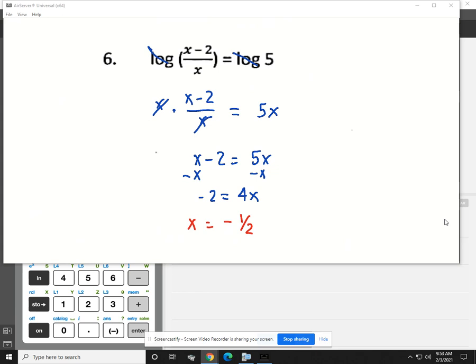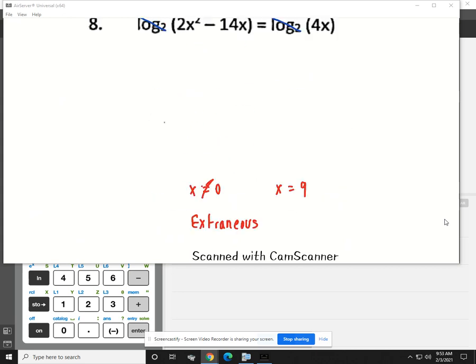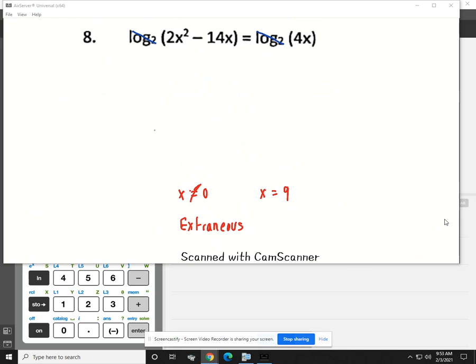Questions about that one? And if you plug that back in, the negative 1/2, promise it works. All right? So, last one that we're going to look at is number 8.